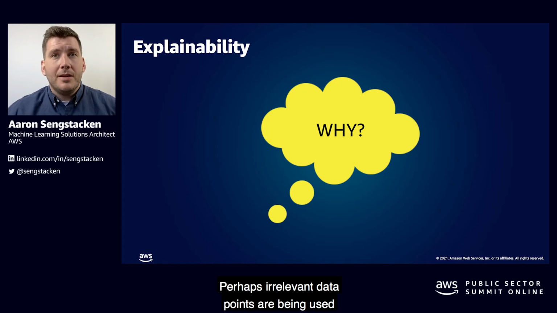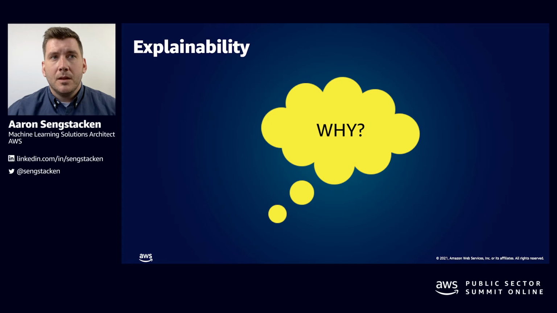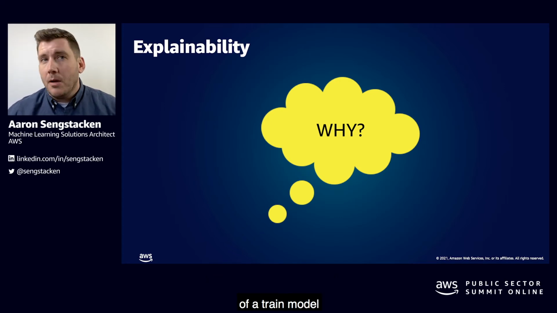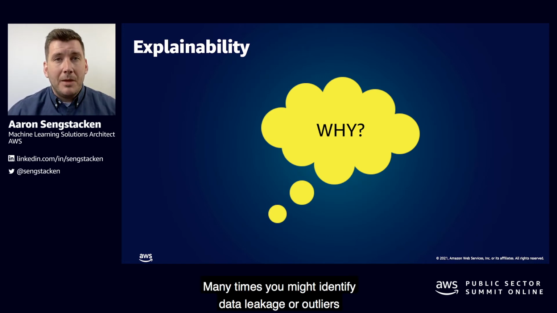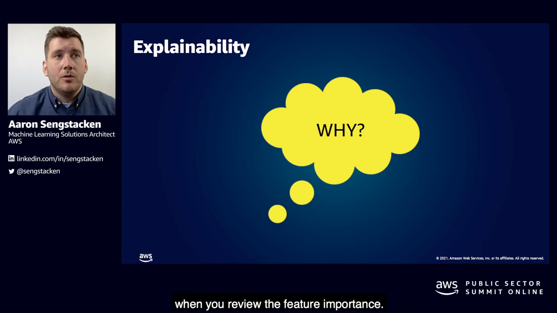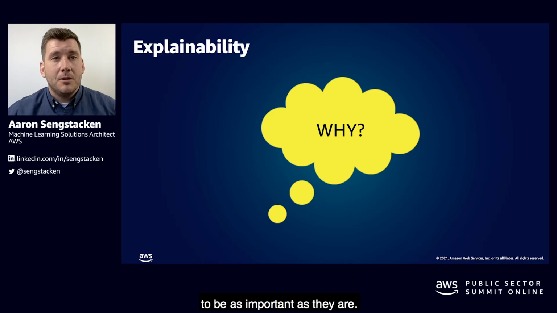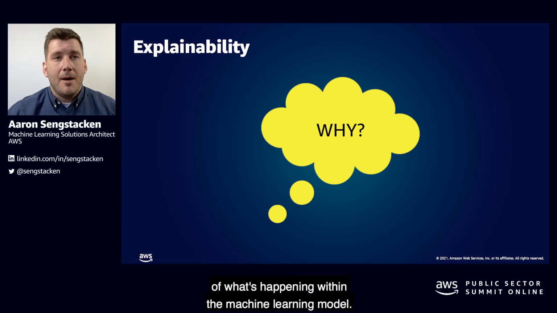Perhaps irrelevant data points are being used, and that's altering the model behavior. For example, inspecting the feature importance of a trained model can also improve the understanding of this model for the data science team. Many times you might identify data leakage or outliers when you review the feature importance. You're going to see features that you didn't expect to be as important as they are. This can give the data science team a greater understanding of what's happening within the machine learning model.